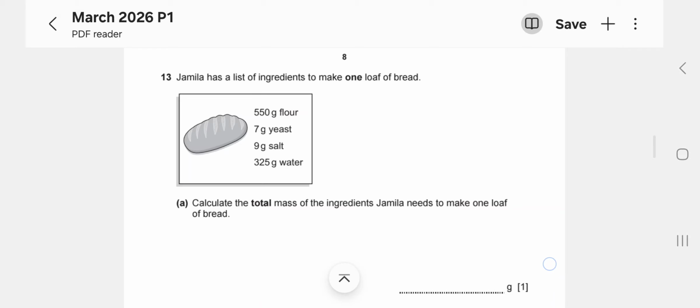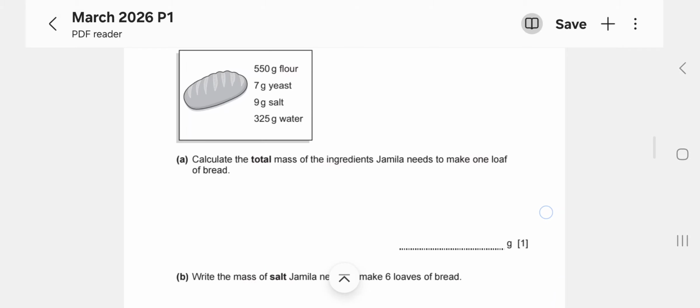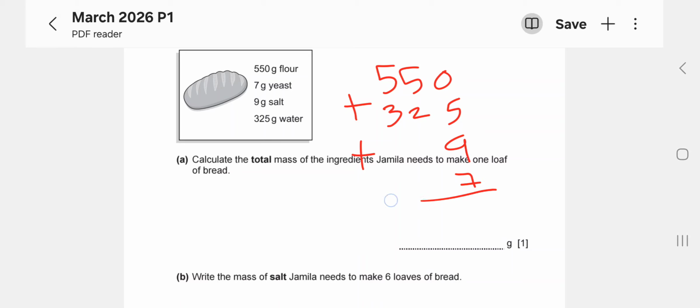I have here these ingredients for making one loaf. Calculate the total mass of the ingredients. Because we are in paper 1, it insists that you do the addition of large numbers. They want to make sure that students can do this alone without the calculator. Okay, 9 plus 5, 14, 14 plus 7, this will be 21. 2 plus 5 plus 2, 7 plus 2, 9, and then 5 plus 3, 8. 891.